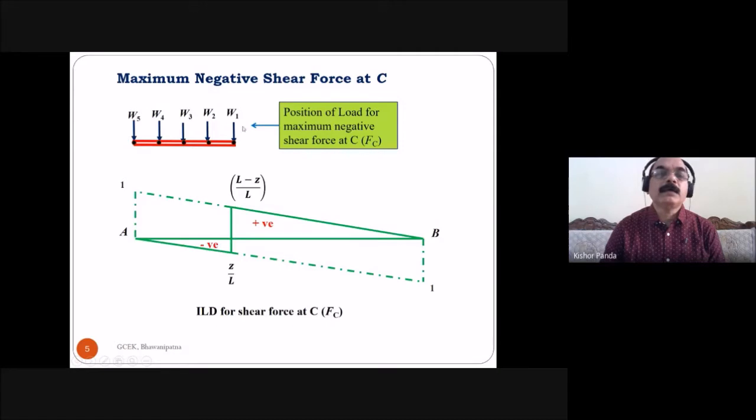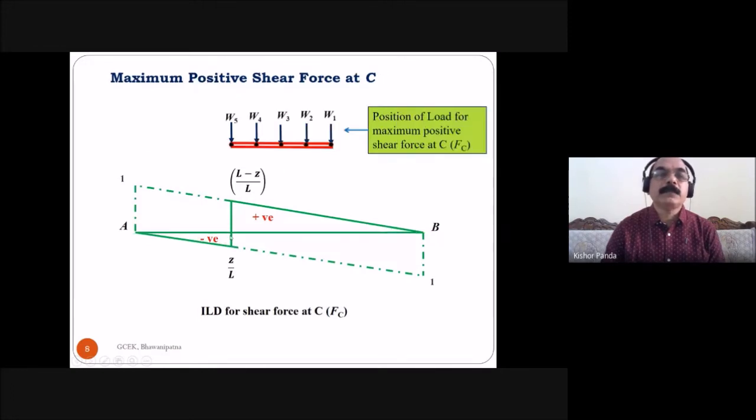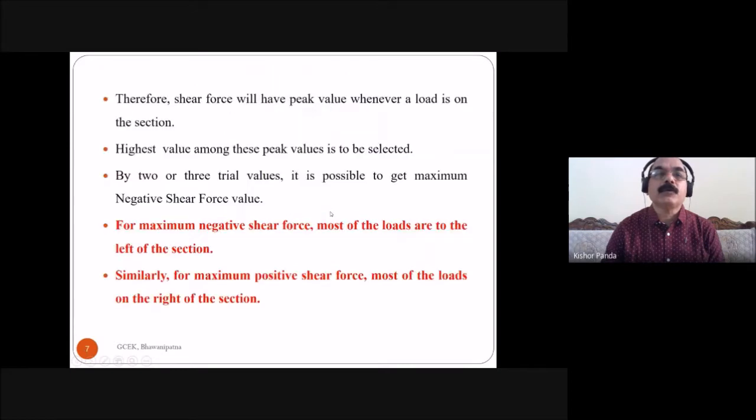When the train of concentrated loads is present just to the left of the section, you get the maximum negative shear force. When the train is present just to the right of the section, you get the maximum positive shear force. This is the section C. Left of the section you get the maximum negative shear force, and right of section C you get the maximum positive shear force.